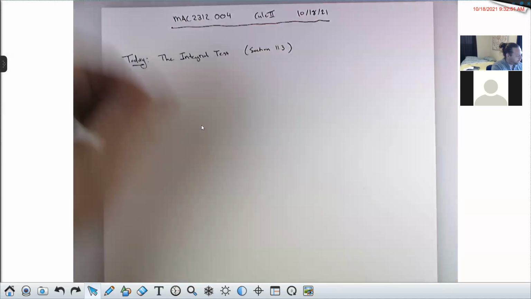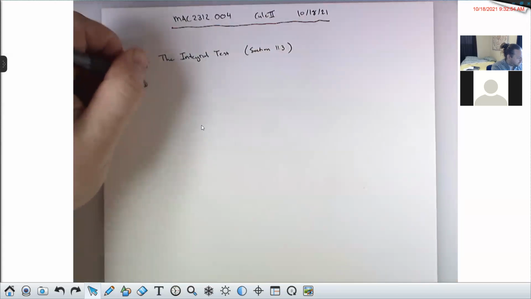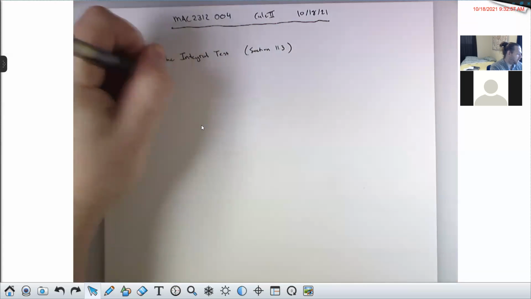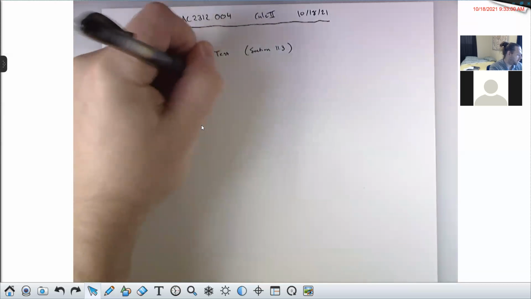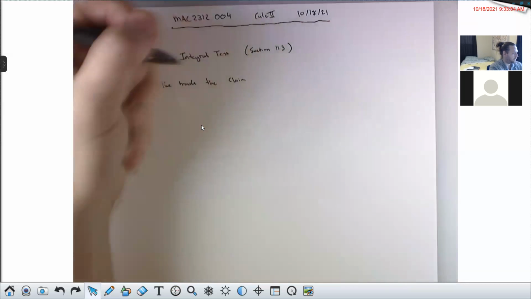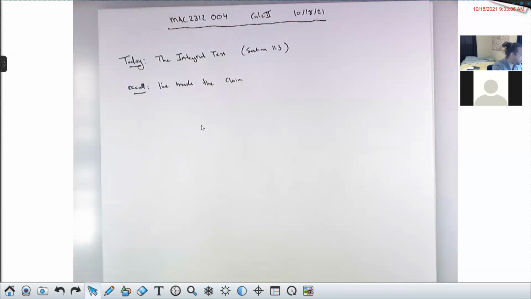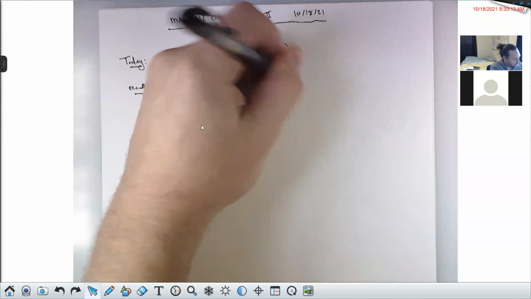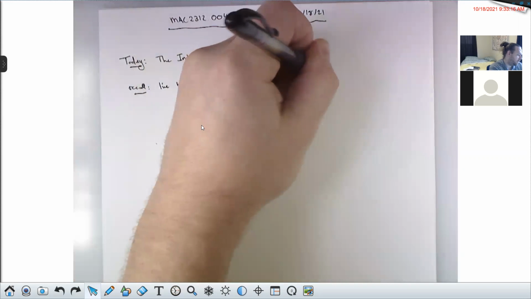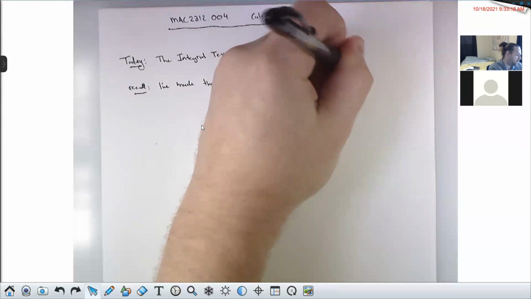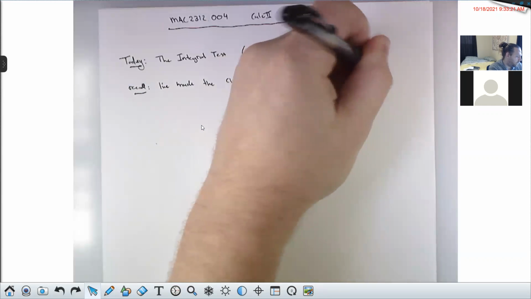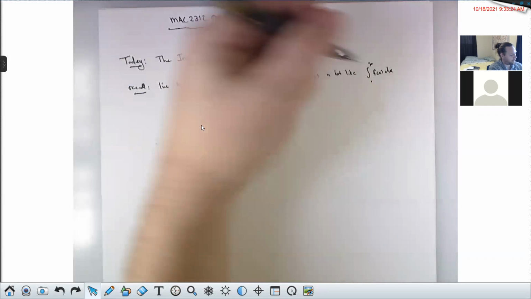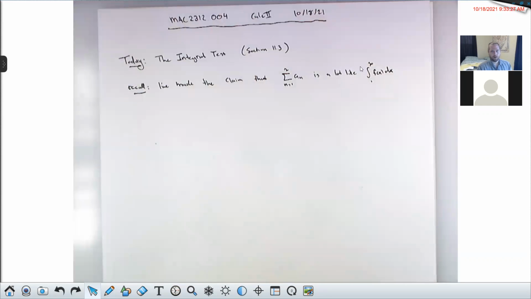So I'll just say, recall, I've made the claim that the sum of a_n from n equals 1 to infinity is a lot like the integral from 1 to infinity of f of x dx. The integral is a sum. Sigma stands for sum. You're going from 1 to infinity here, and you're going from 1 to infinity here.